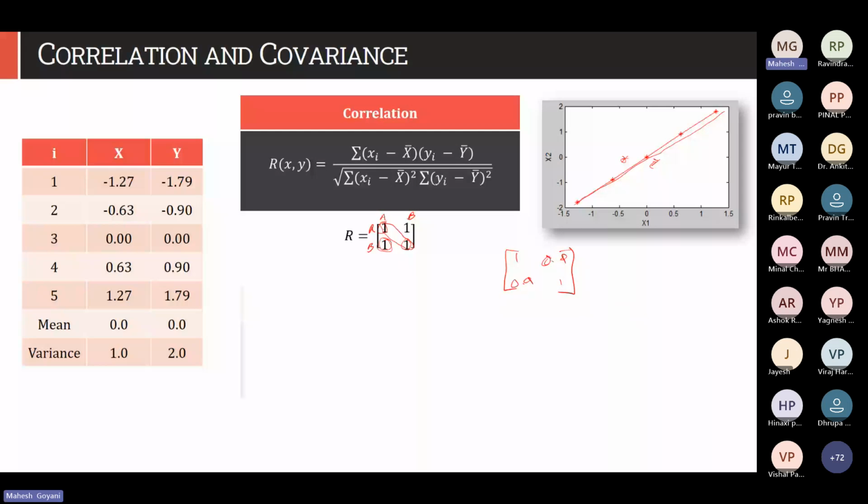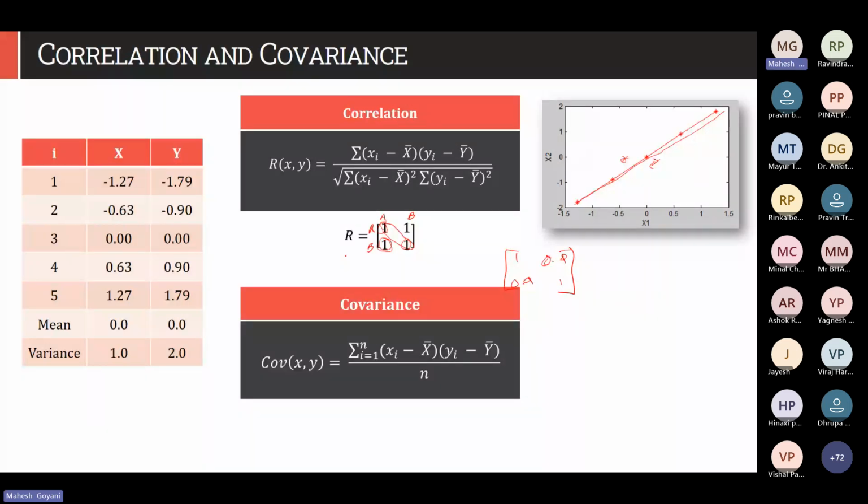The next concept is covariance. As I said, when I compute simply (xi minus x bar) whole square, that is the variance. But when I compute it between two variables, (xi minus x bar) into (yi minus y bar), that becomes covariance. So summation of (xi minus x bar) into (yi minus y bar) over all the n data points, divided by the total number of data points, will give me the covariance between x and y.